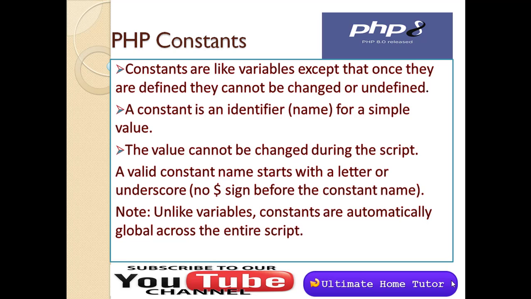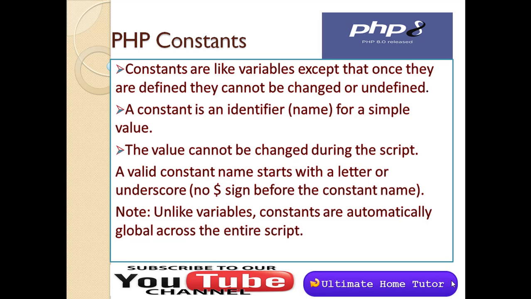A constant is a kind of variable. The value of a constant may not be changed once we define it the first time; we cannot change the value of a constant. Unlike variables, a PHP constant can automatically be accessed anywhere in the entire script. If you declare it, you can access it anywhere in the PHP code. Some rules are there.